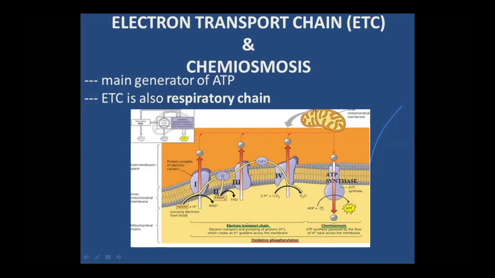Now the ETC would be made up of, we could see here, 1, 2, 3, 4 molecules which would be in Roman numerals. These are what we call complexes. Then we have these 2 small molecules here. One is named Q, the other is cytochrome C. This would be our prosthetic groups. And here we have the ATP synthase.